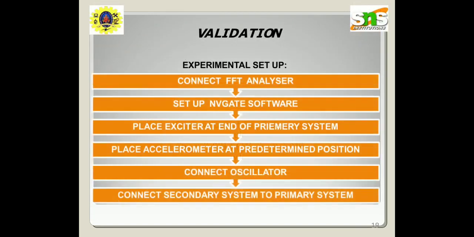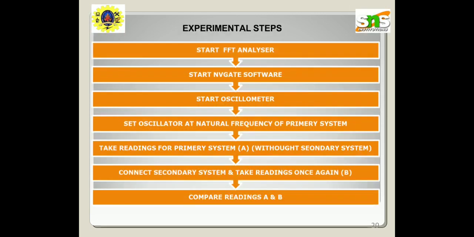Here is the validation on the experimental setup. Connect the FFT analyzer, set up the software, place the exciter at the end of the primary system, place the accelerometer at a predetermined position, connect the oscillator, connect the secondary system to the primary system. Then start the FFT analyzer, and the final one is to start the oscillator.